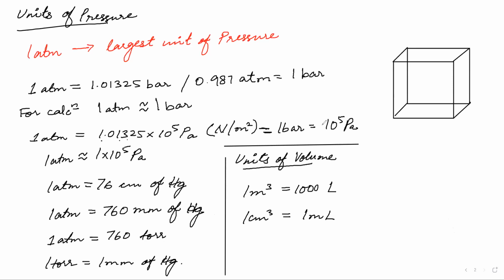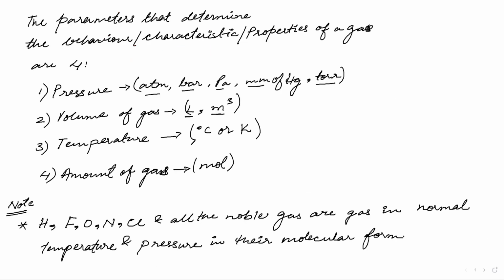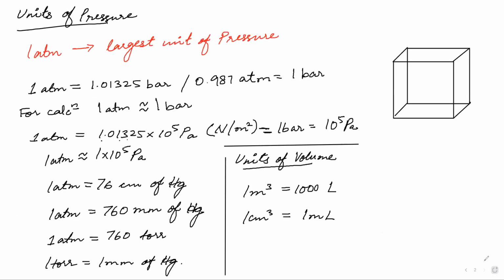Now we have seen the parameters which determine the behavior of a gas. We have looked at its relevant SI units. Now we will be able to deal with them, and we will also determine how the different parameters change if we keep some constant and change the others. And that is given by gas laws. So what are gas laws?